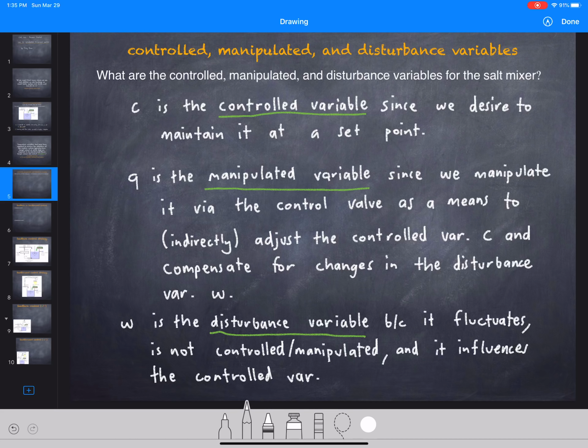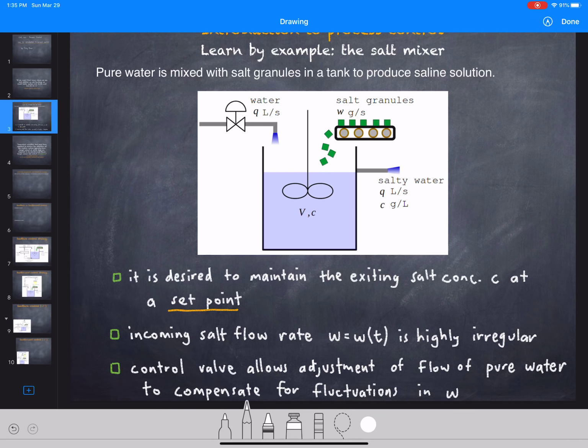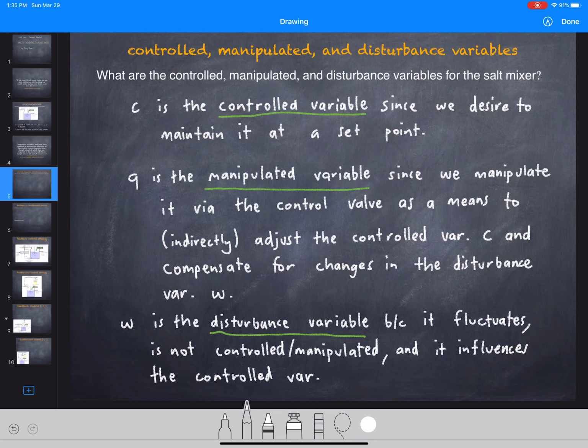For example, the temperature is probably not a strong disturbance variable because the temperature doesn't really affect how salty this water is, assuming that it doesn't cause the salt to precipitate out or something like that. But that's why we need this last part, how it influences the control variable. And so I will give you a practice problem where you can identify the controlled, manipulated, and disturbance variables in different contexts. And so now let's talk about feedback and feed-forward control in order to maintain C at its set point in the face of the disturbances in W.